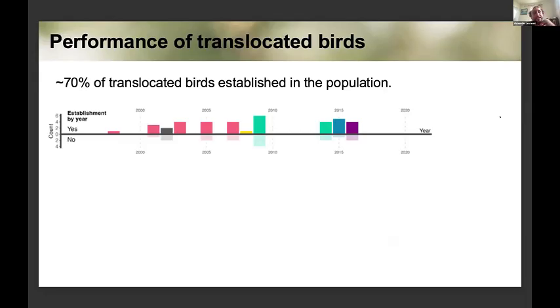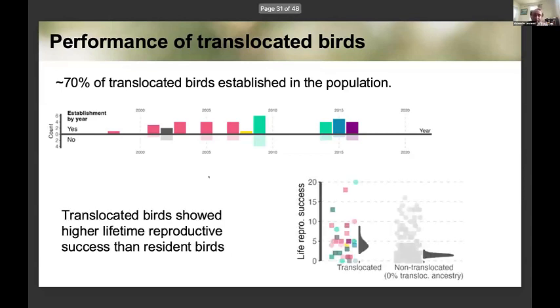And so let's see what's happened at Avian Park. This plot here is showing a timeline of the translocations. Above the horizontal line are birds that successfully were able to establish in the population. And then below, those lighter bars are birds that were translocated in but weren't seen again. And so across all these translocations, nearly 70% of these translocated birds successfully established, which is a really remarkably high percentage and really wonderful to see.